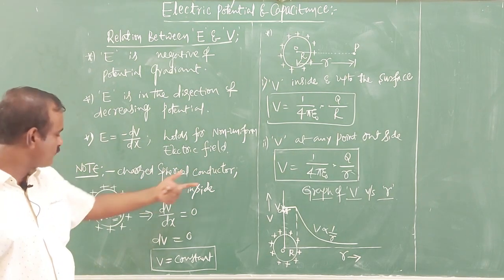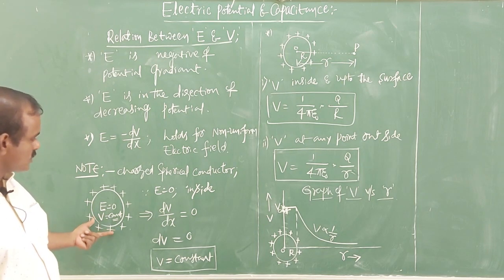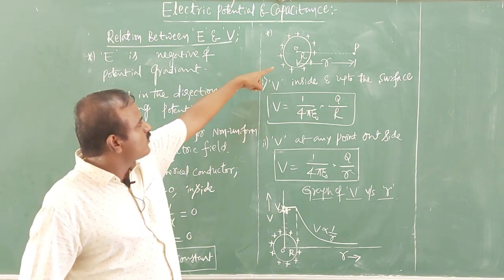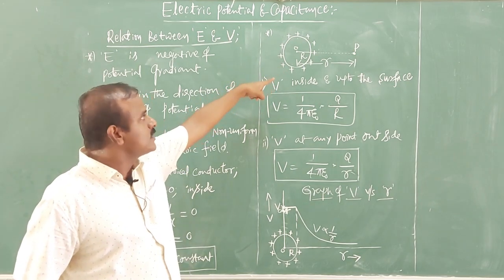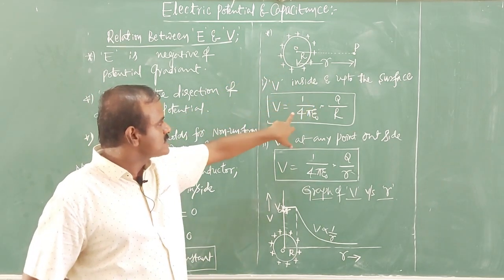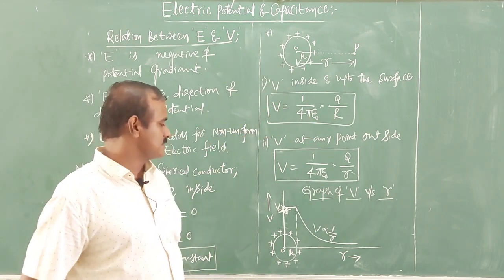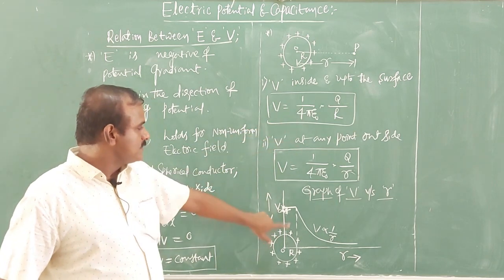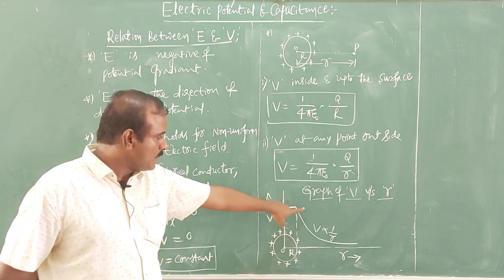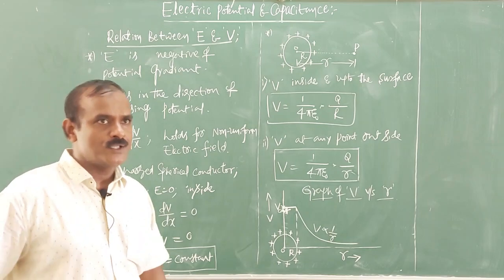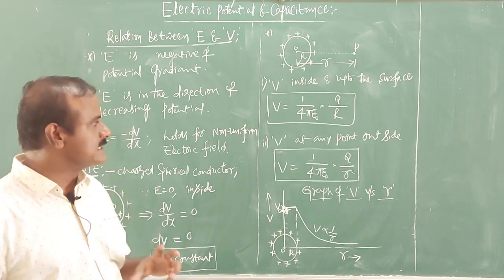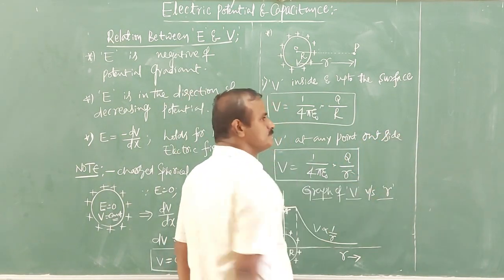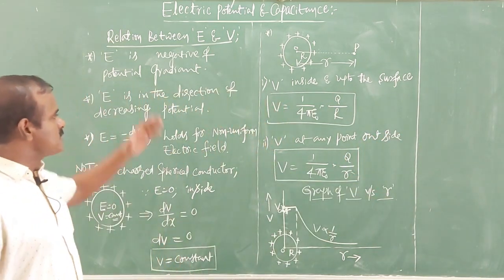One important note we also made: for a charged spherical conductor, the field inside is zero, but potential is constant. Then we proved it mathematically, and wrote the formula for potential at every point inside and up to the surface, where capital R is the radius of the spherical conductor, and at any point outside the formula as usual. At the end, a graph is plotted to show how potential varies with distance. Carefully notice all these points. Very important.